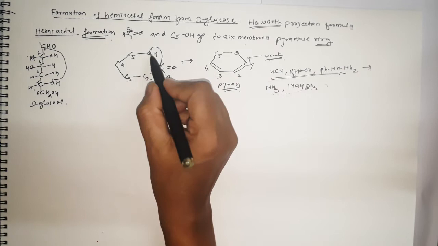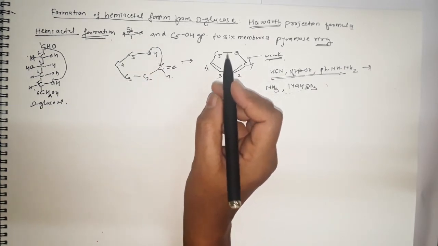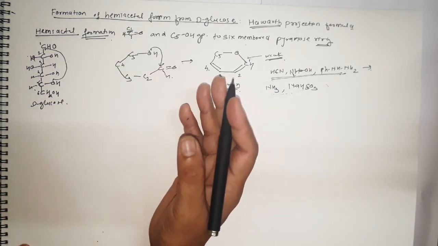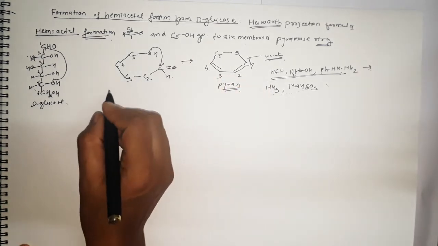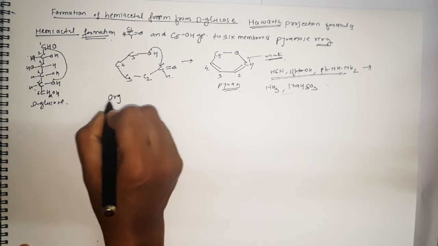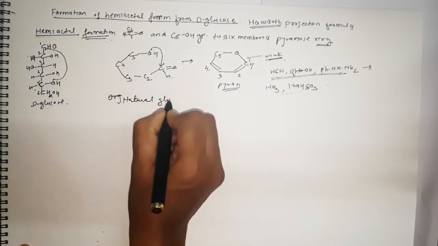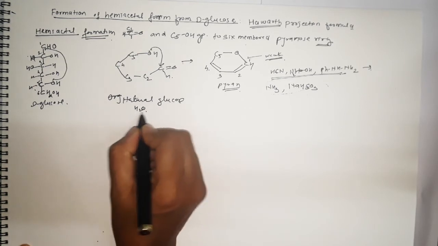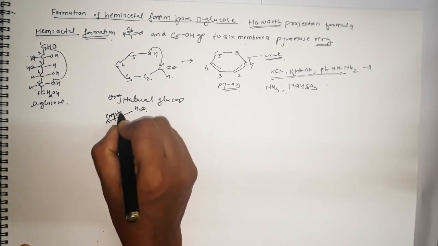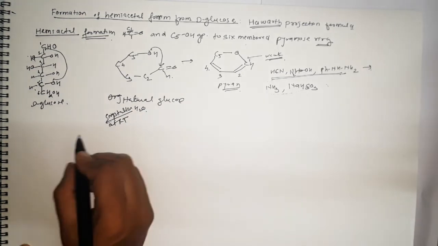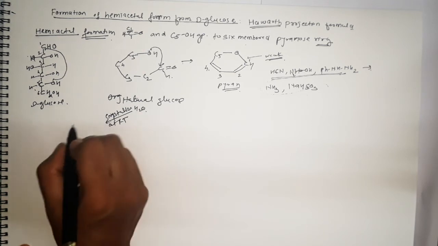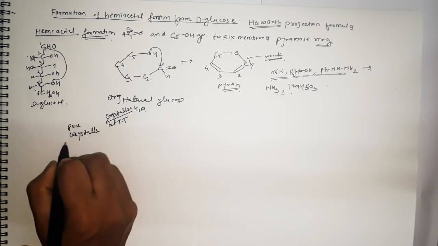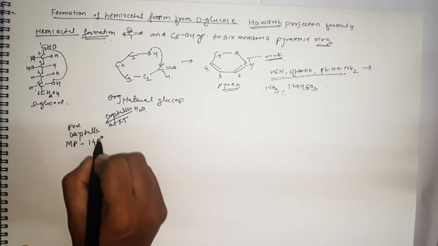Now, when the interaction takes place, or when this open chain, the ordinary or natural glucose, is dissolved in water and crystallized at room temperature, we get pure crystals which show a melting point of 146 degrees.